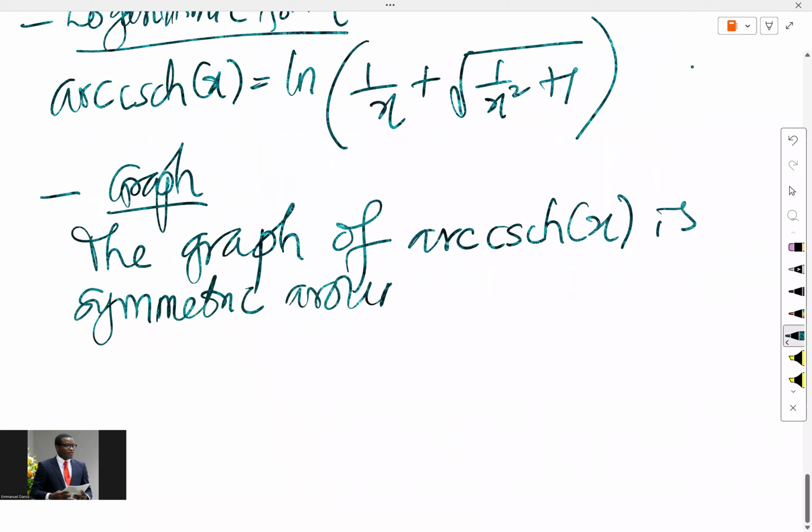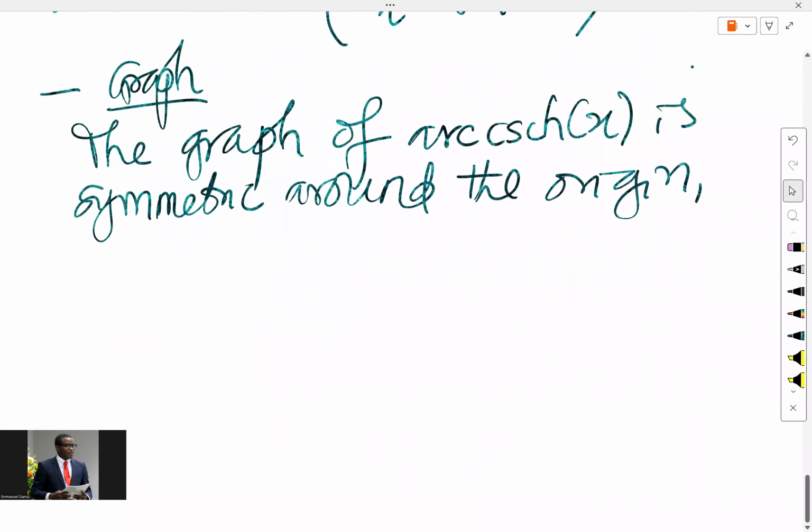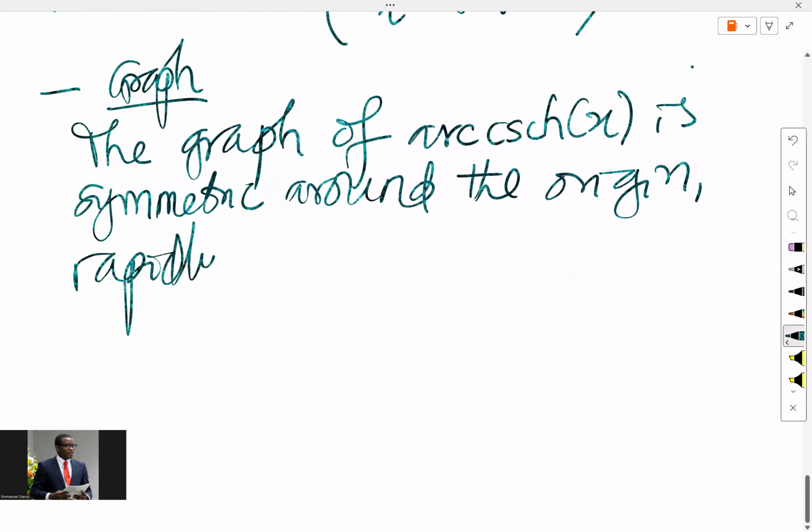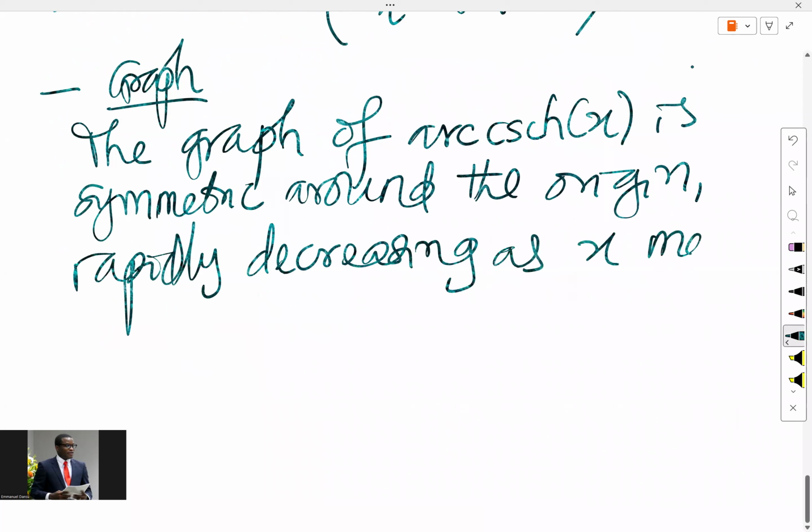Around the origin, rapidly decreasing as x moves away from 0.